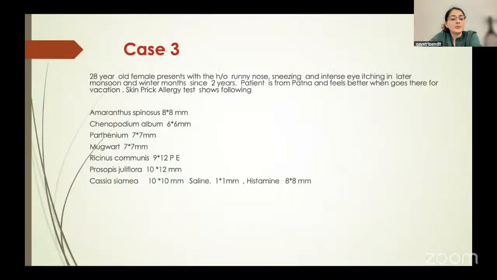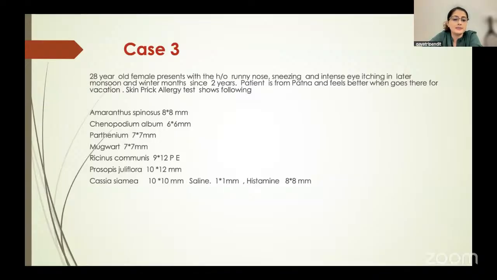The next scenario is where we have a 28-year-old female who presents with a history of runny nose, sneezing, and intense eye itching. This is a patient from Bangalore, with symptoms intense in the later monsoon season and the winter months for the last 2 years. The patient is from Patna and feels better whenever she goes there for a vacation. And SPT has shown the following reactions.